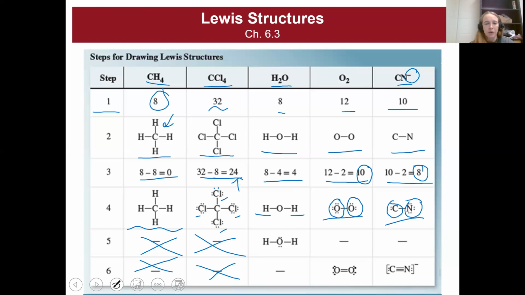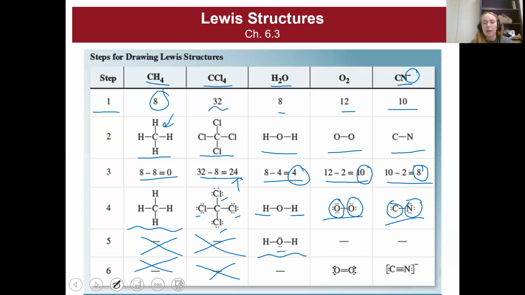All right, step 5 is where we add our electrons to the central atom. So water has oxygen as its central atom. So we have 4 electrons left. So we add 2 lone pairs to water. Or sorry, we add 2 lone pairs to oxygen, and now we're done with water. So that is our correct Lewis structure for water: 2 OH bonds and 2 lone pairs on oxygen.